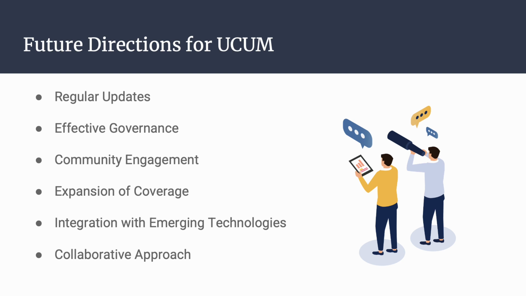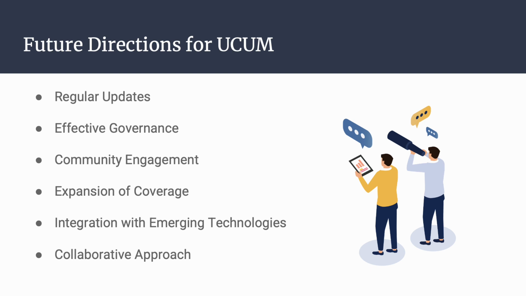Ongoing maintenance and future directions for the UCUM involve several key aspects aimed at ensuring the standard remains relevant and effective. This includes regular updates and maintenance to address emerging measurement requirements and technological advancements. Effective governance and coordination mechanisms are essential for managing UCUM's evolution, involving communities and working groups to oversee development and ensure consistency. Community engagement is crucial for gathering feedback and driving consensus on proposed changes.